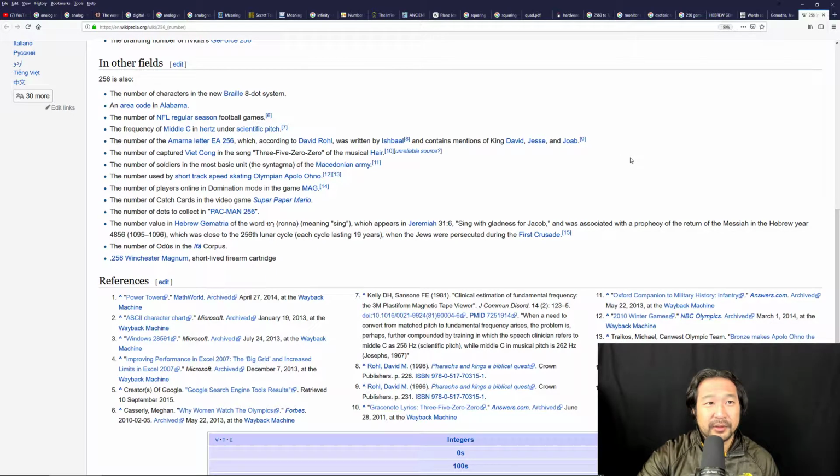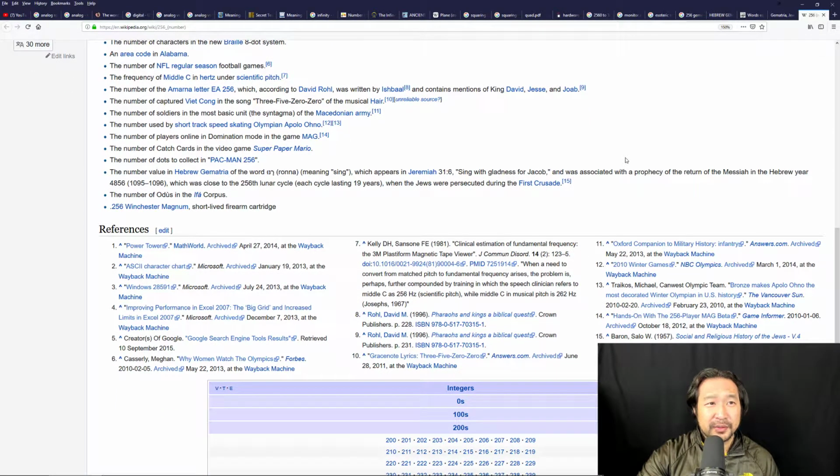The number of Amarna letter EA 256, according to David Rowe, is written by Ishbal and contains mentions of King David, Jesse, and Joab. The number of captured Viet Cong in the song "3500" from the musical Hair. The number of soldiers in the most basic unit, the syntagma, of the Macedonian army. The number used by short track speed skating Olympian Apolo Ohno. The number of players online in Dominion mode, and so on.